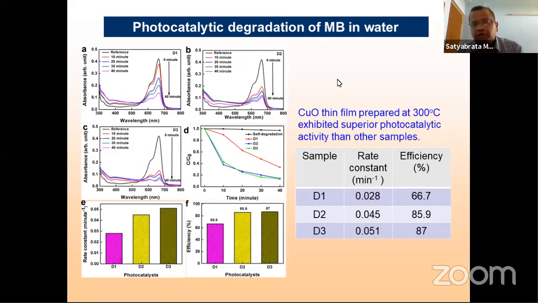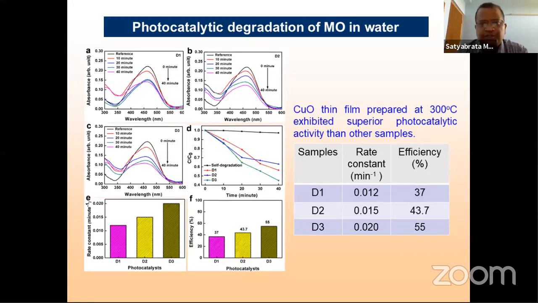So for copper oxide thin films, these have very high photocatalytic efficiency, and looking at the rate constant, they're much higher than earlier reported values. This work came out in Ceramics International recently.